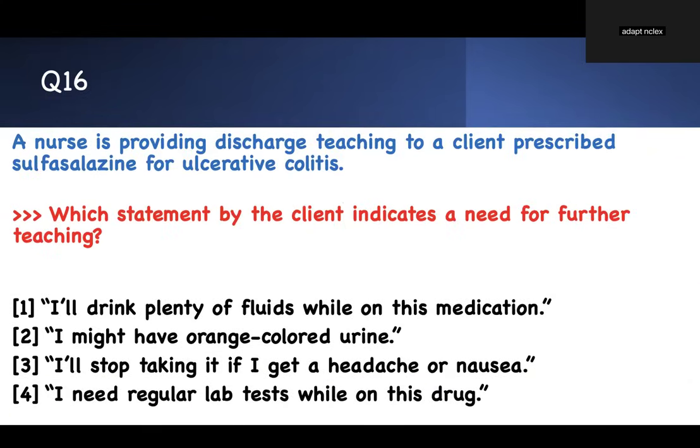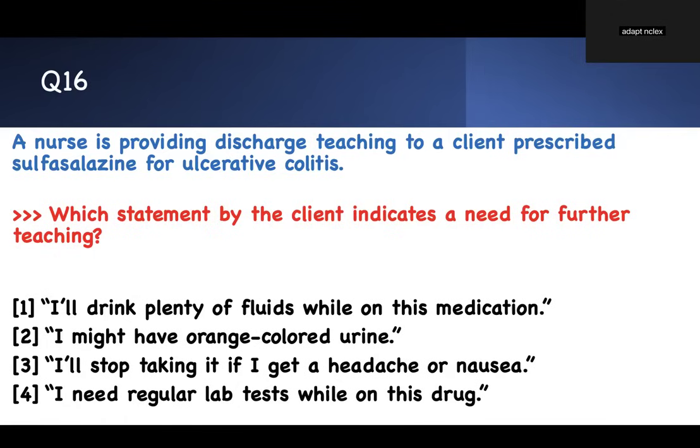And this is providing discharge teaching to a client prescribed what? Sulfasalazine for what? Ulcerative colitis. Which statement by the client indicates a need for further teaching? These are sulfur drugs. These cause stones. Therefore, you need to drink a lot of water. You have to watch for photosensitivity. It can affect your blood levels. It can cause agranulocytosis, pancytopenia. Those are concepts I want you to know and use to answer the question.